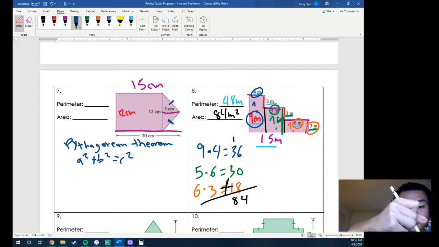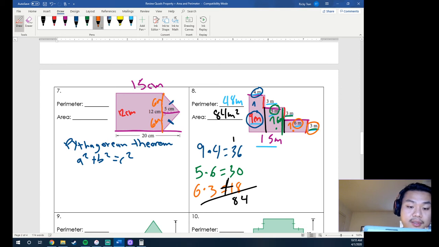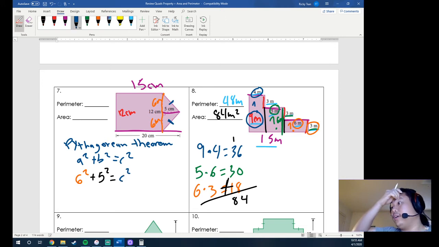Okay? And if you look carefully, we need this length right here, which is 6 centimeters because it's the halfway point, because this is also 6 centimeters. All right? And we're going to use a squared plus b squared equals c squared. Since this is your hypotenuse, it's going to be 6 squared plus 5 squared is equal to c squared. All right? Let's find that.